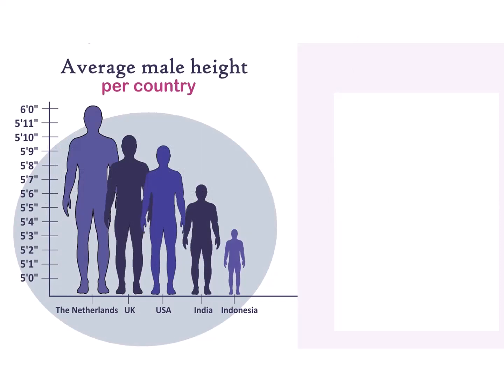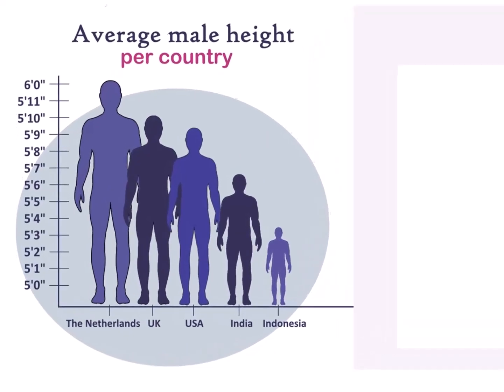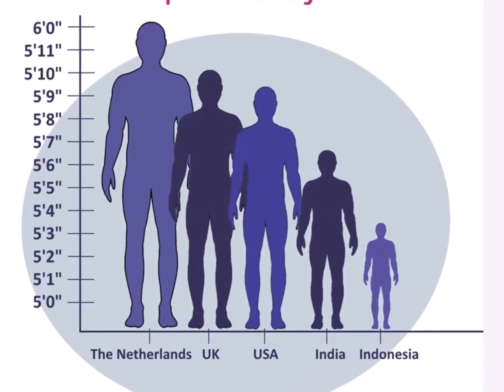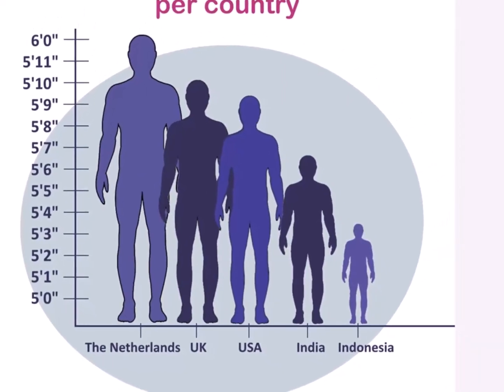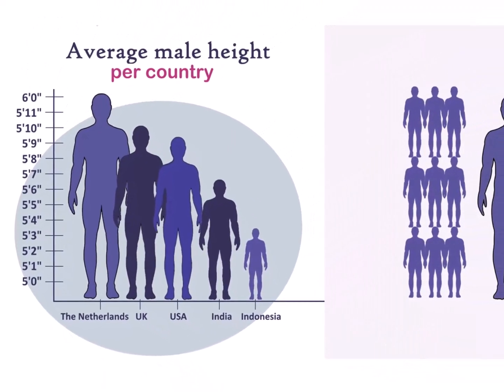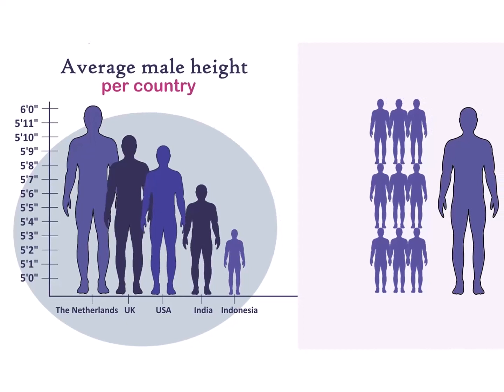Notice that not only does the baseline not start at 0, but the areas are not proportional to their average heights. This can easily be seen by looking at the figure from the Netherlands and comparing it to the figure from Indonesia. There's only about a 6-inch difference in average height, but when we compare the areas, it appears that it would take about 9 or so Indonesian males to equal the area of one male from the Netherlands.